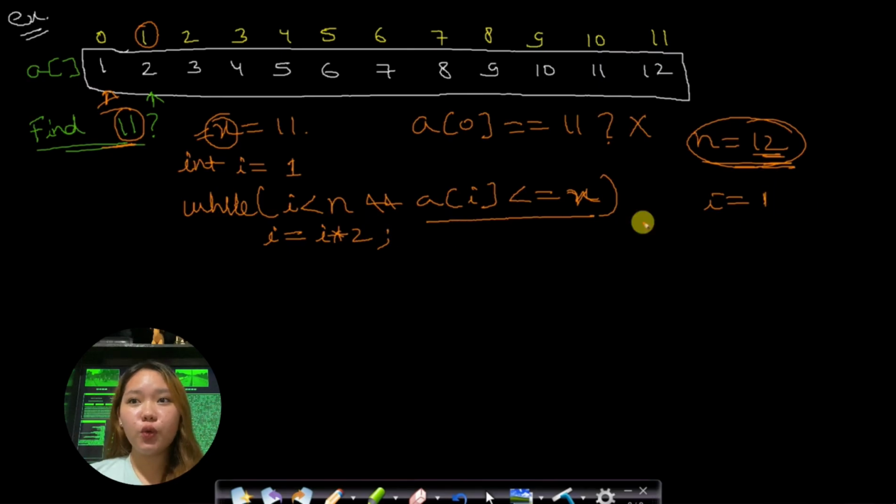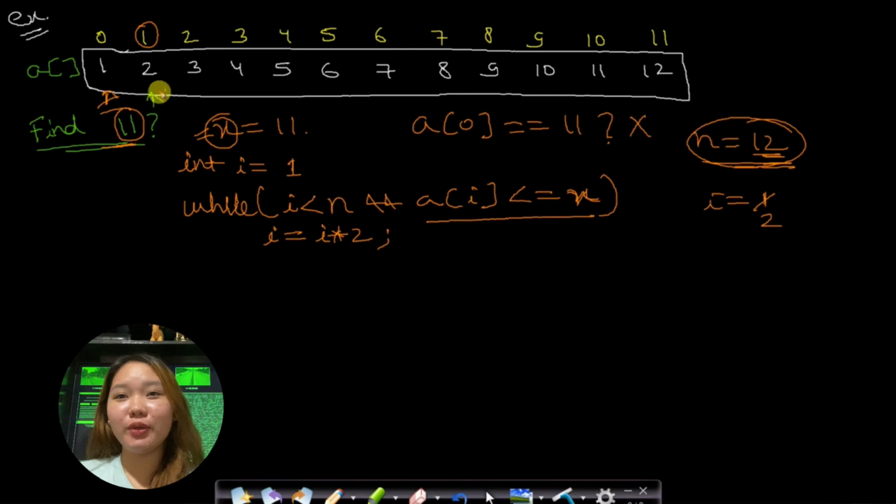Yes, 2 is less than. So both these conditions are true. So I will become 2 because I times 2 is 2. Now again, the while loop will run and we will move to this second element, the element at index 2.